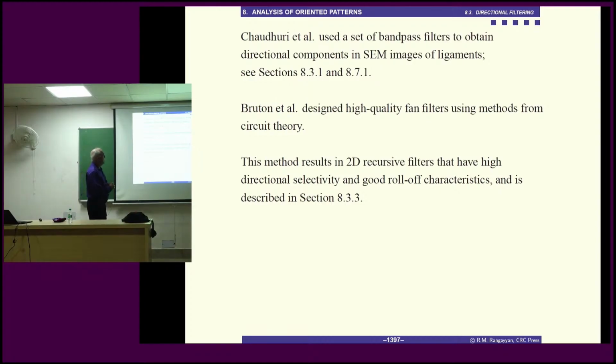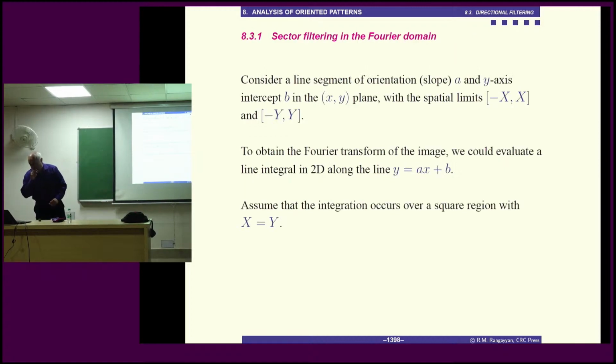And one of my colleagues, Dr. Bruton, designed high-quality fan filters. Fan meaning an angle-specific filter with a passband that is a sector in the Fourier domain. I'll show you that. So let's look at sector filtering in the Fourier domain.